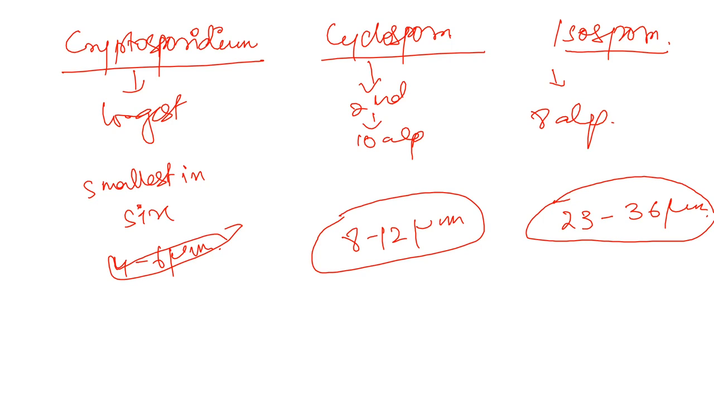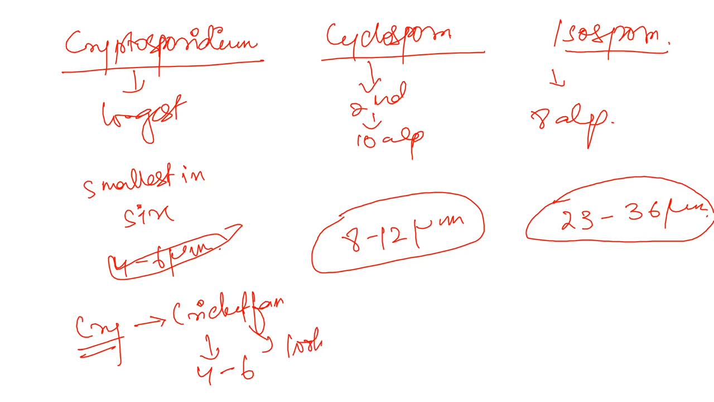So how will you remember? See, Cryptosporidium has 'cry'. And you remember a cricket fan, okay? He is always crying for 6. He is always looking for a 6, right? Cricket fan, IPL is coming now, looking for 6. So cry for 6. You can remember like that. Cryptosporidium is crying for 6. So 4 to 6 is your Cryptosporidium. Now double this for Cyclospora.